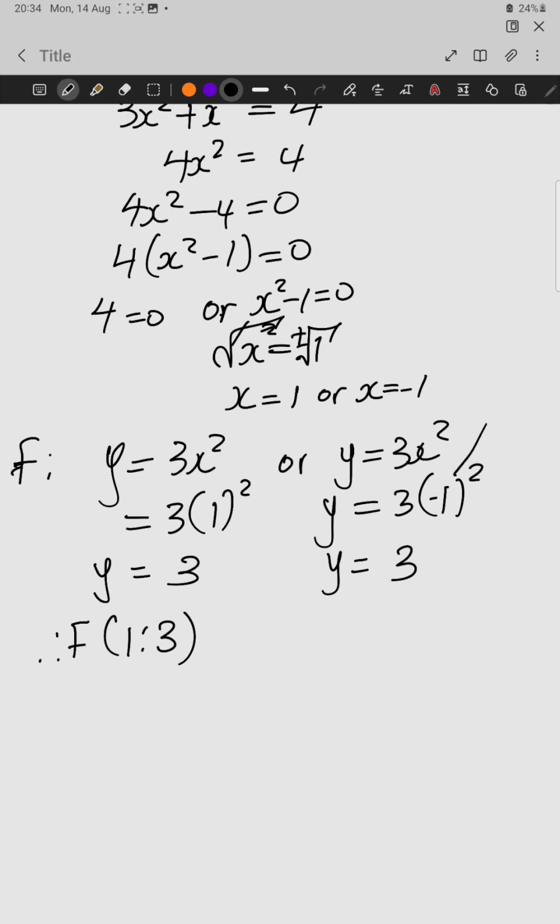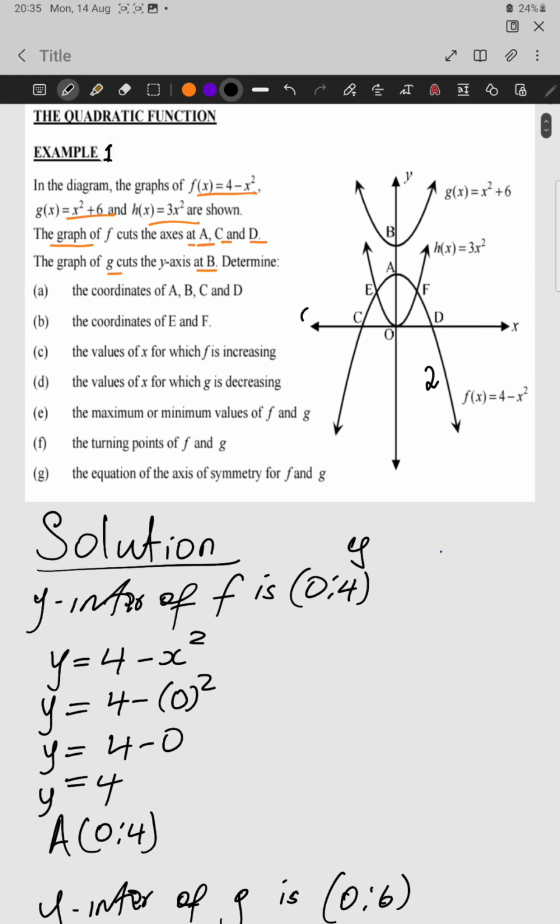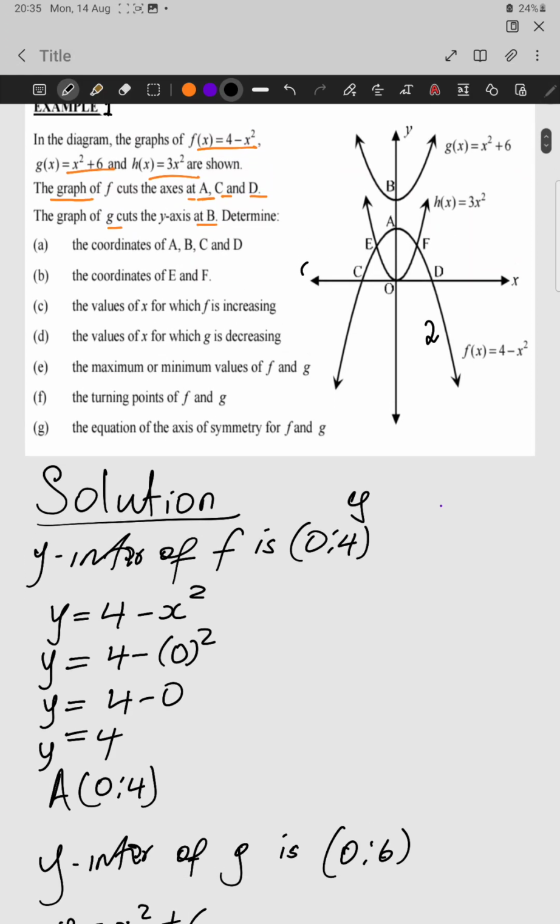Don't forget that on the negative side, negative times negative is positive, because when you multiply negatives they become positive. So the coordinates of e are (-1, 3). Now let's just confirm that. If you check, it is correct because these two points share the same y value. And from here, we're done now for e and f.